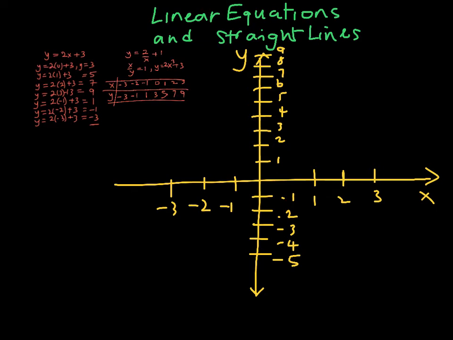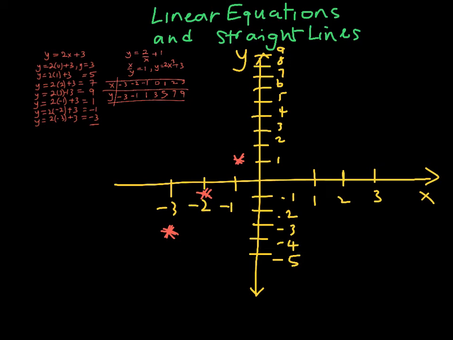So let me use a different color so that we can appreciate it. So negative 3 on x to negative 3 on y. We're going to put the point right there. Okay, so when x is negative 2, y is negative 1. We're going to put our point right there because that's where negative 1 is. When x is negative 1, y is positive 1. So negative 1, positive 1, that is where we put our next point.